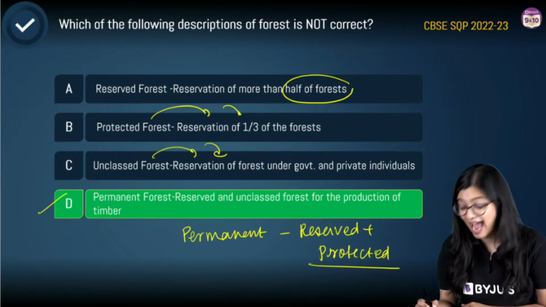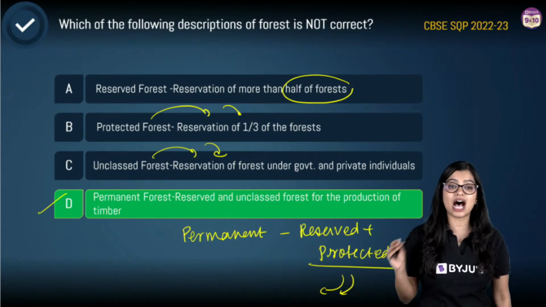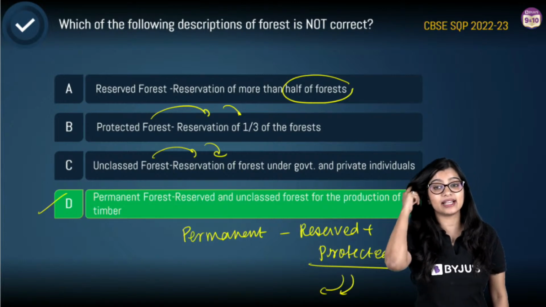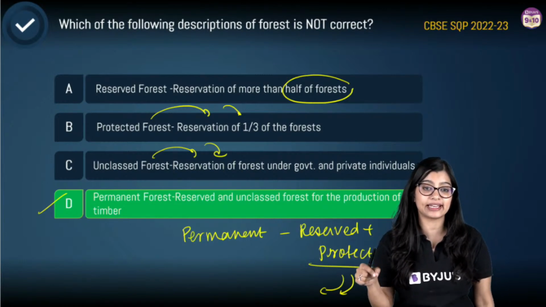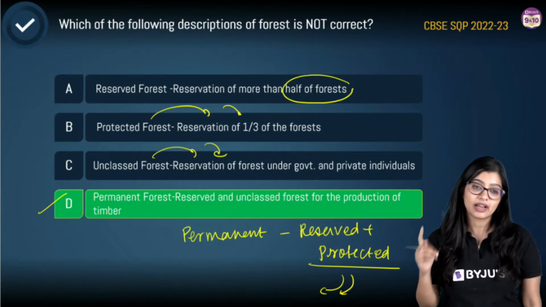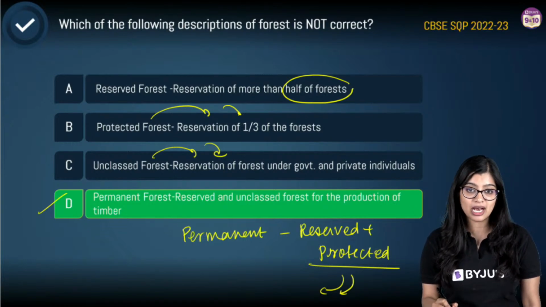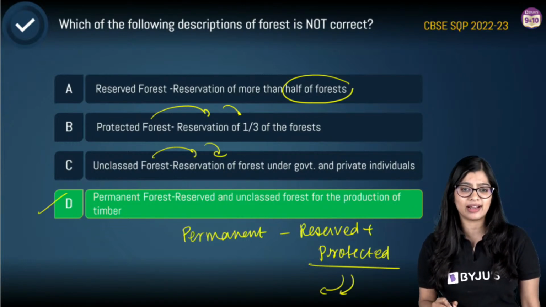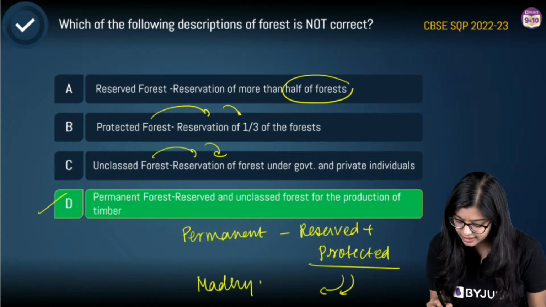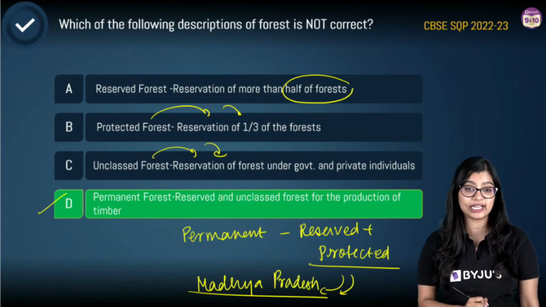Can you tell me a state which has a large percentage of permanent forest? I need the answer. There is one state that we need to remember. Very good, Ashwini and many others. Manju, Moksham, Ridhima. Very good, Ishita. It is Madhya Pradesh, right? So Madhya Pradesh is a state which has permanent forests.